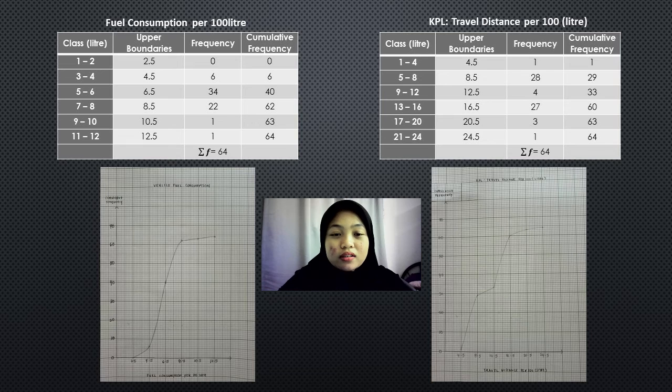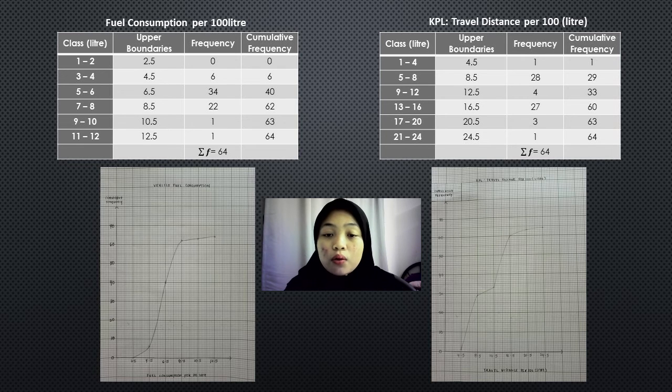Okay, for the next graph is ogive. Like the histogram earlier, the ogive is also divided into two. One is for fuel consumption per 100 liter, and another for travel distance per 100 liter. Okay, for ogive, we use upper boundaries and cumulative frequency.